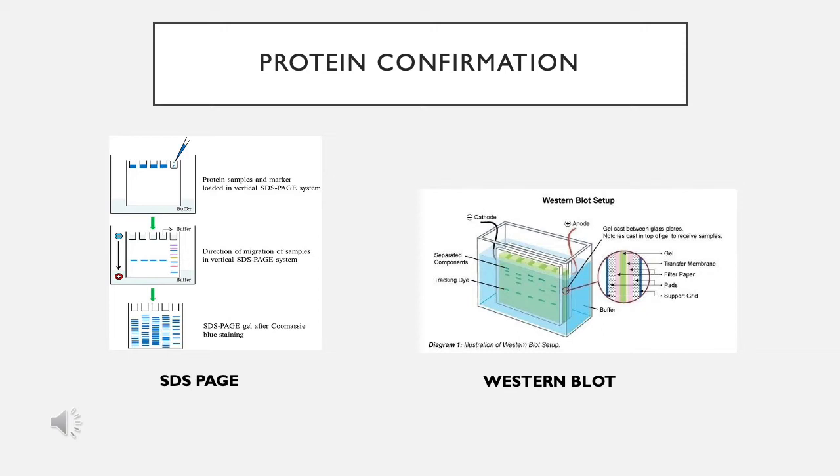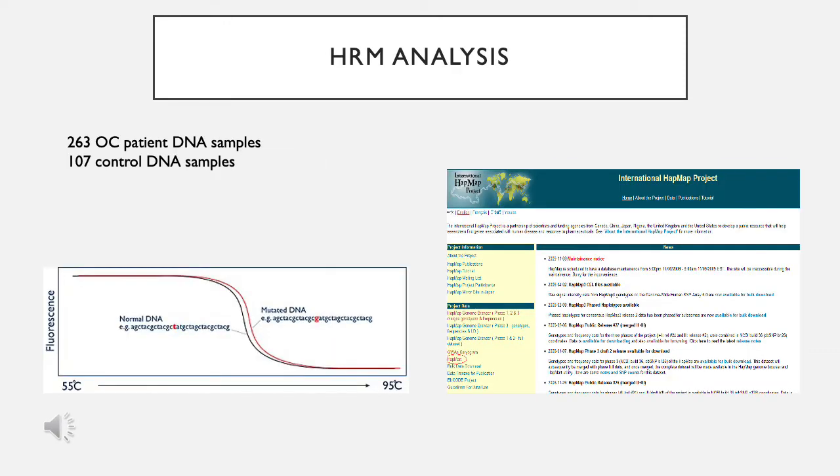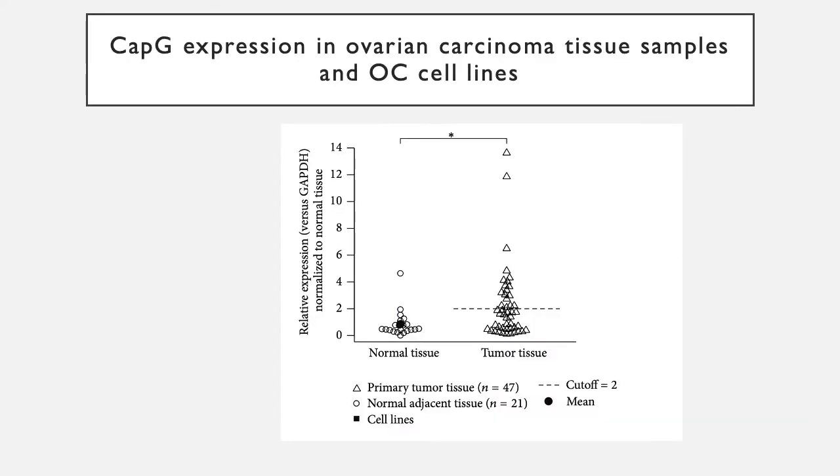To confirm the knockout and overexpressed versions and the CapG expression of all variants, SDS-PAGE gels and Western blots were performed to confirm levels of the CapG protein. As a side experiment, 263 ovarian cancer patient DNA samples and 107 control DNA samples were analyzed using HRM, or high-resolution melting. Each nucleotide has a different melting point, so as the CapG gene is run through HRM analysis, mutations are able to be found by comparing the melting curve of the patient with the curve expected from a normal genotype. Now for the results of this research.